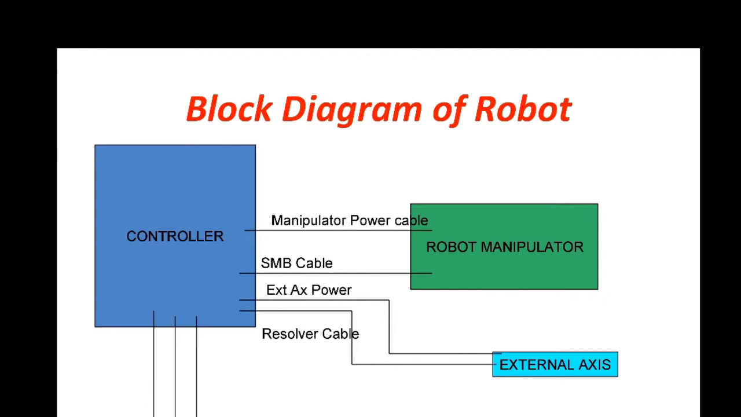Based on that, however many external axes we add, that many external axis power cables and resolver cables we can add to the controller. Then only we can control the same axes with the same controller. We do not have to buy a new controller for this external axis. We can control up to 36 axes in the same controller.